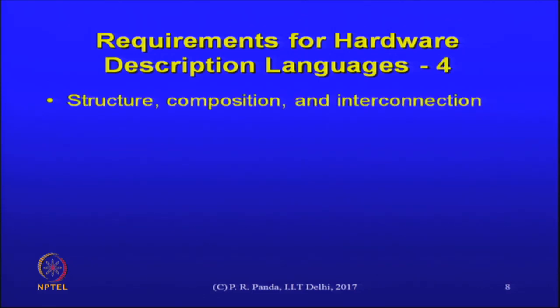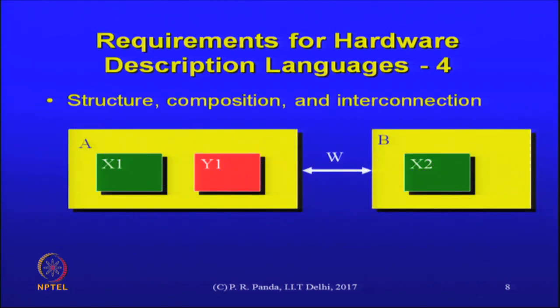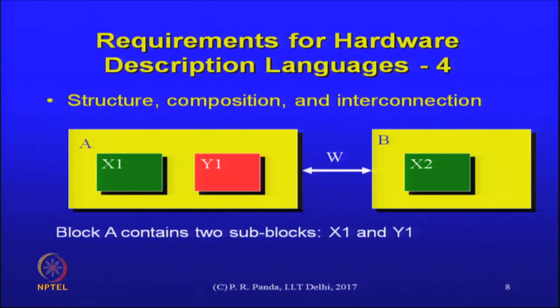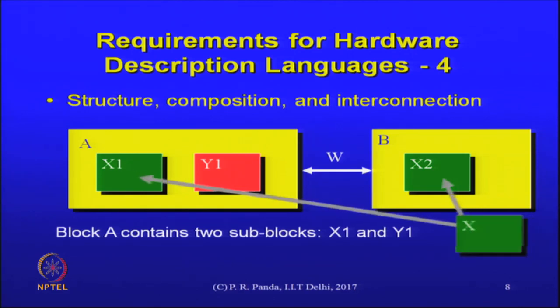I should be able to specify structure, composition, interconnection. These are the fundamentals of netlist creation. We have already seen what that structure would be like. So, what kind of structure do I have here? The idea that block A consists internally of two subblocks x1 and y1, I should be able to specify that. I should be able to say that x1 and x2 are just two instantiations of the same block, that is x. That is again something that we have already been using in whatever hardware we have been designing. So, we do need that ability.